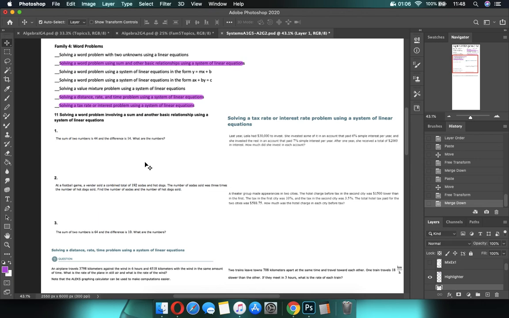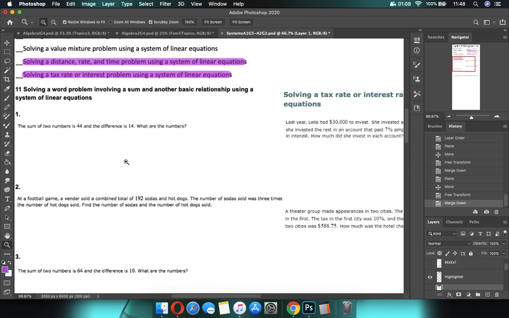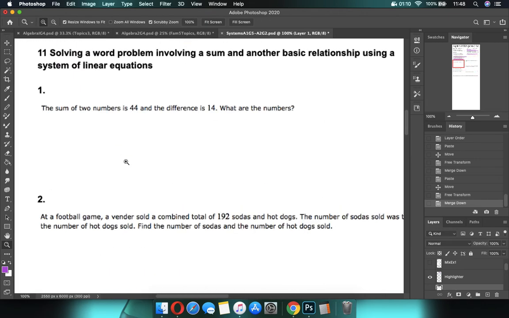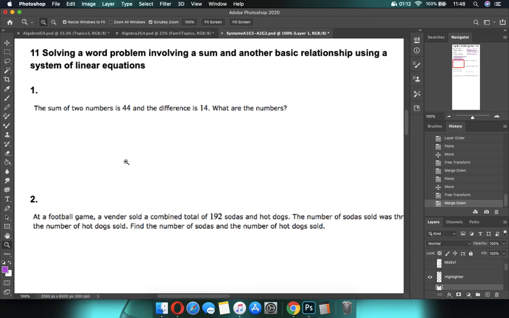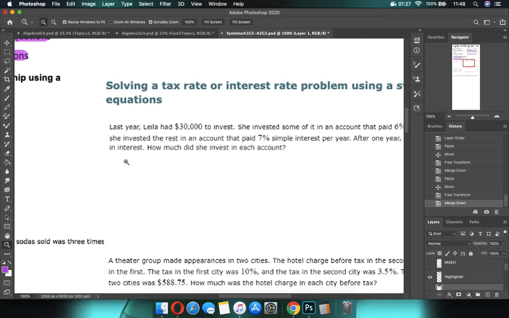9 times out of 10, this is the topic that unlocks all the other word problems. So they want you to get used to pulling an equation out of a word problem before they actually give you the real word problems. And it's actually kind of funny because sum and basic relationships is actually one of the harder topics, but then the other ones, so tax and interest rate or distance, rate, and time in particular, tend to be significantly easier because there's a little bit more of a method to the madness.